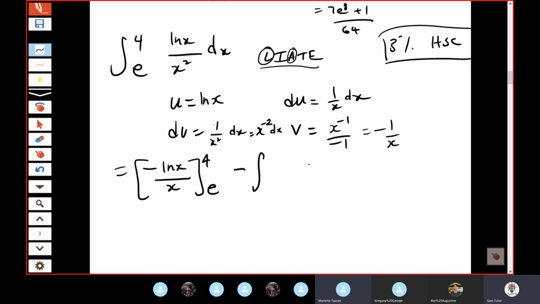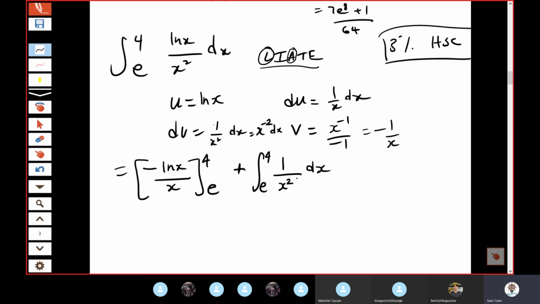Minus the integral. 1 on x times negative 1 on x. So what does that become? 1 on x times 1 on x becomes 1 on x squared dx. But there's a negative there, right? So what's going to happen? Does that turn it plus? Yeah, of course. Beautiful. And then you still got your limits.